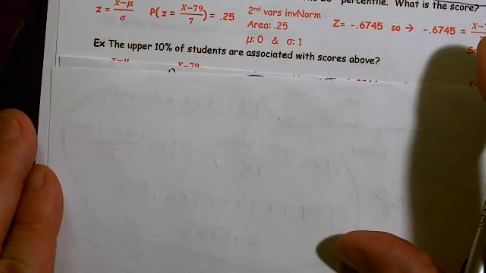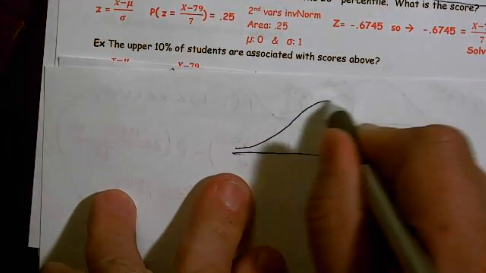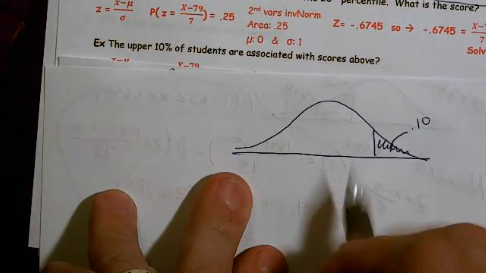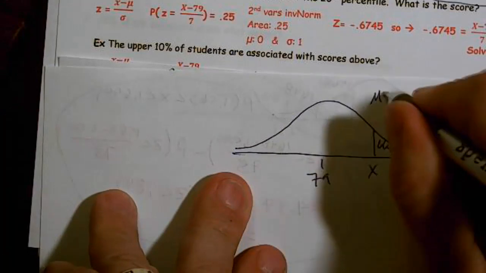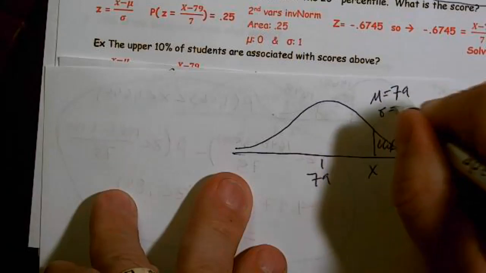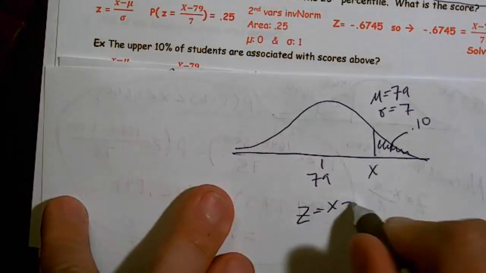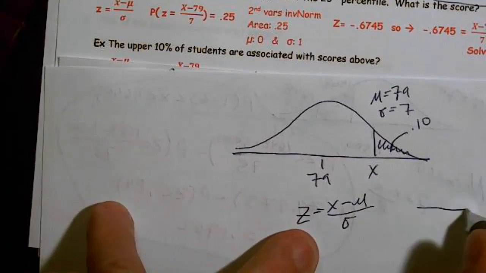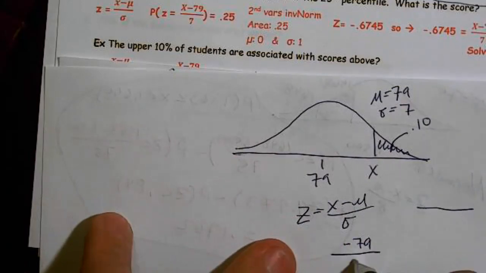The next one: what the upper 10% of students are associated with, the scores above. So when I go ahead and do this, we're looking for this 10%. We still have our mean of 79, and we're looking for this x value. Mean of 79, standard deviation of 7, z equals x minus mu over sigma, plug in what we have. Well, what I have is I know my mean is 79, and I know my standard deviation is 7.